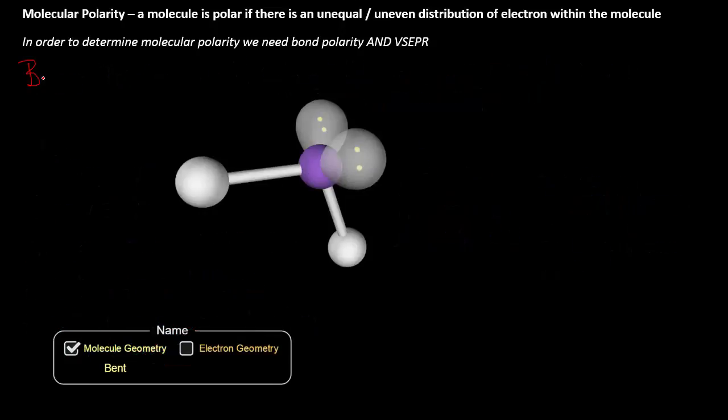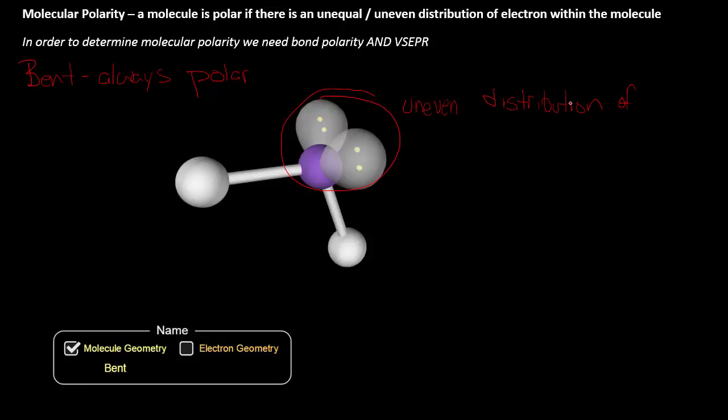All right, I'm going to move right along to bent. Bent is quite simple. It's always polar, due to those two lone pairs of electrons on the central atom. This results in an unequal distribution of electrons around the central atom. This is the very definition of a polar molecule. So you can look at any VSEPR shape, and as soon as you've established that it's bent, you know that it's polar.